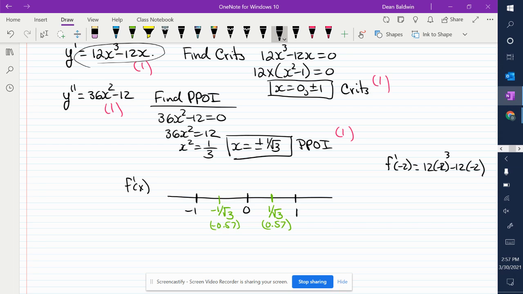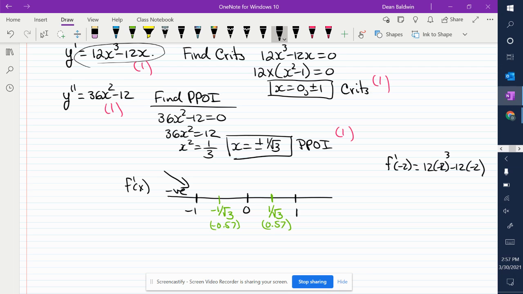Is that going to be positive or negative? Negative. That's all I care about. I don't care what the number is, just that it's negative. Does everybody understand how that's going to be negative? All right, so I just write negative. What does that mean if the derivative is negative? It's going down.